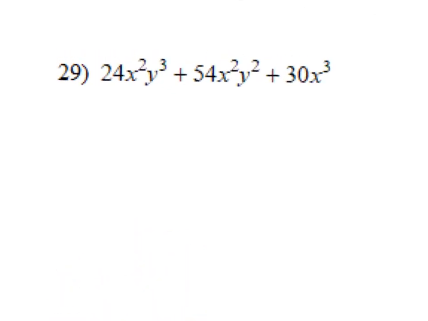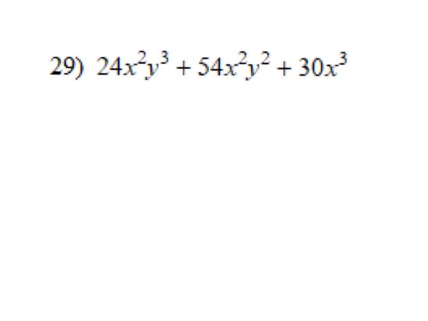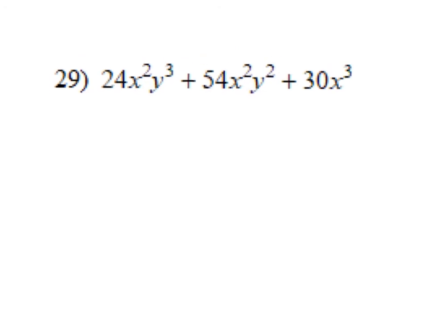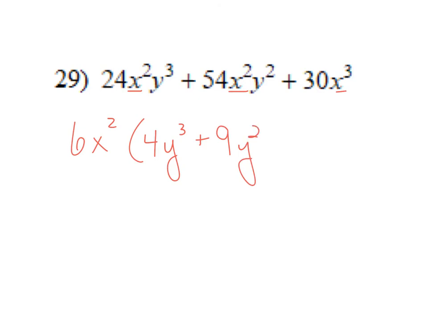Okay, on this guy, this is kind of a hot mess, so let's just pull a GCF out. So when I'm pulling a GCF out on this one, the biggest number that can come out will be, I think, a 6, and then an x squared. So if I look at my x's, okay, they don't all have y, so I can't pull a y out. So I'll get 4y to the third plus 9y squared plus 5x.